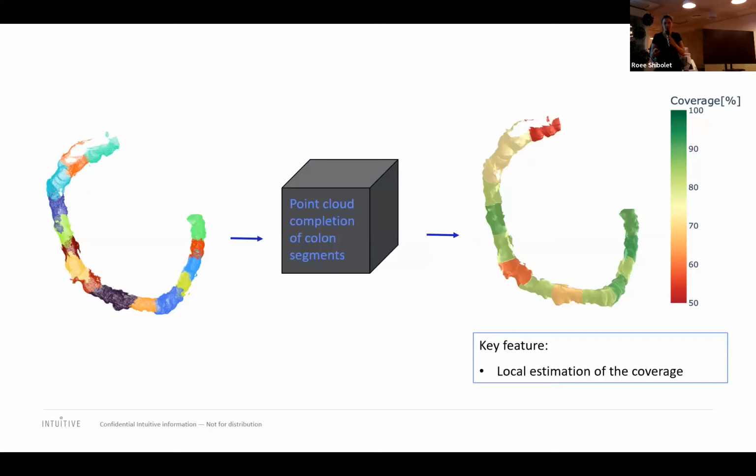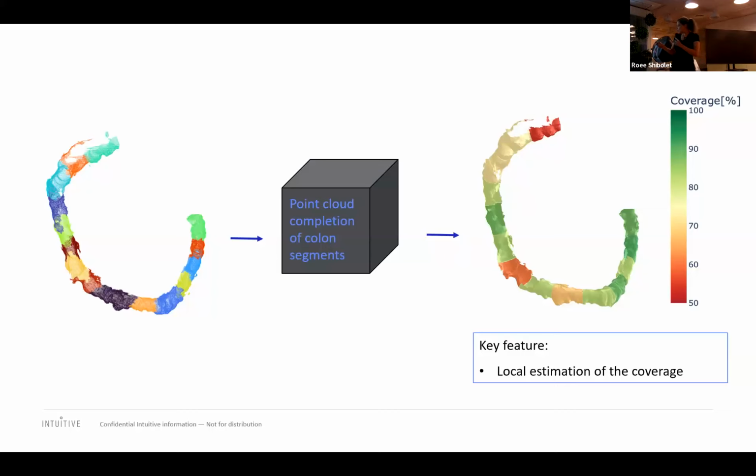It's a completely different meaning. Also, if we want to run this algorithm in real time, having a local estimation of the coverage allows us to alert the physician to the fact that there is a region where the coverage is insufficient, and to redirect him to this region.